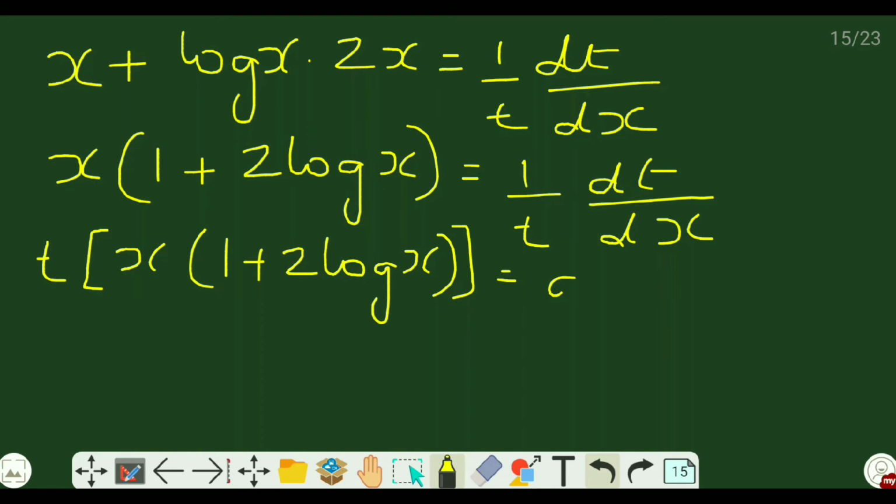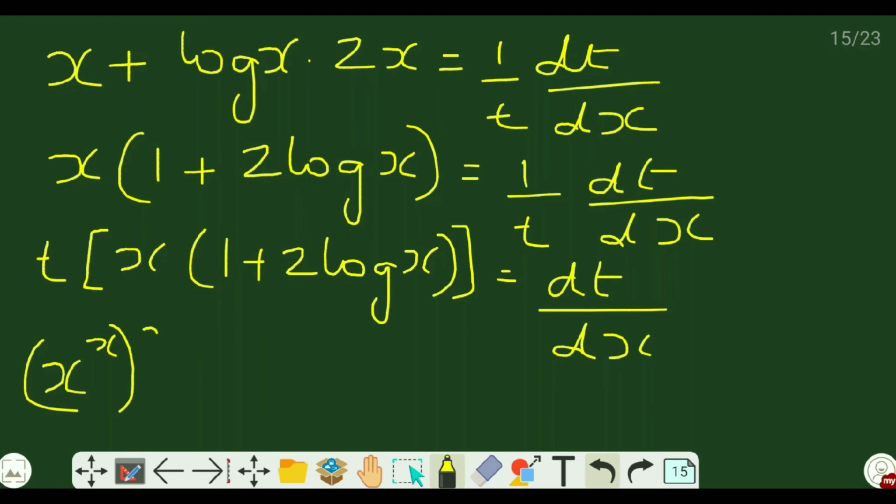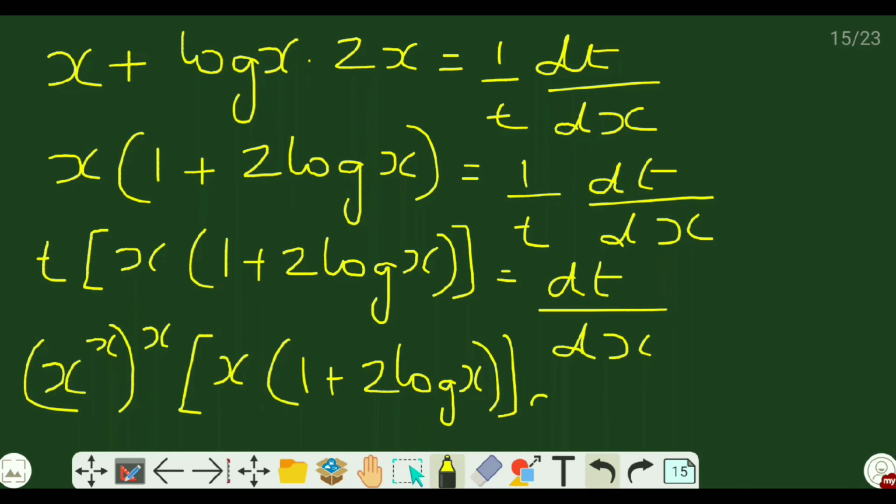Which is dt by dx. Now the substitution for t was, actually, the term x raised to x the whole raised to x. So we write that term over here and also bring the dx to the LHS. So we get x raised to x the whole raised to x, that is t, and the remaining term, x into 1 plus 2 log x into dx, becomes dt.